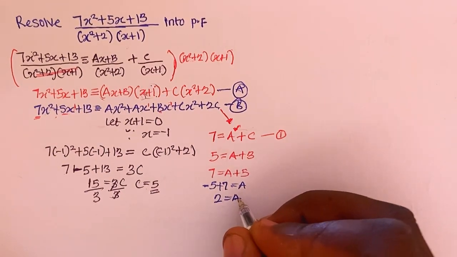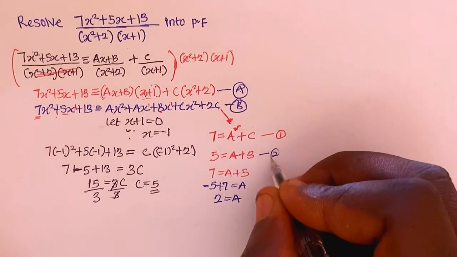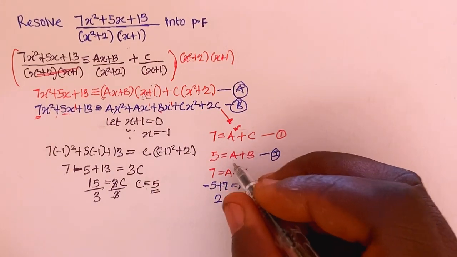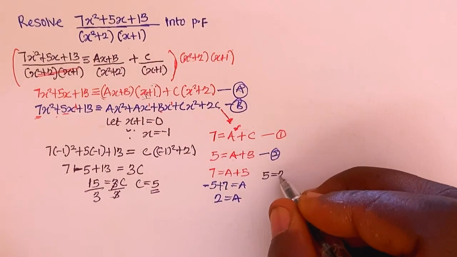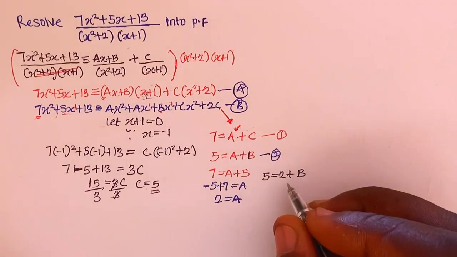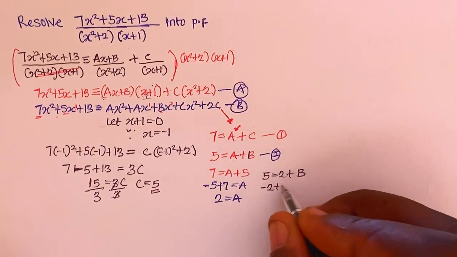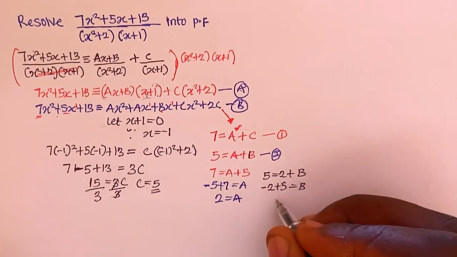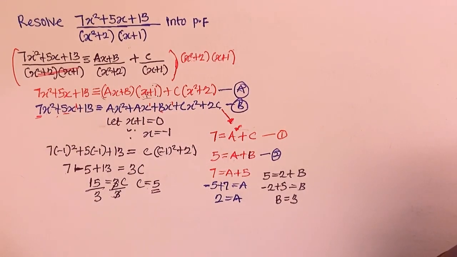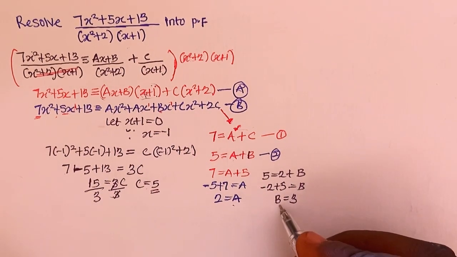Since my A equals 2, I can come to equation 2 and plug in the value of A. A is 2, so I have 5 equals 2 plus B. Then simplifying this, I have minus 2 plus 5 equals B, so B is equal to 3. So my A in this case is 2 and my B in this case is 3.